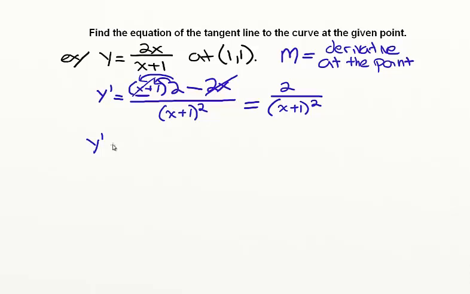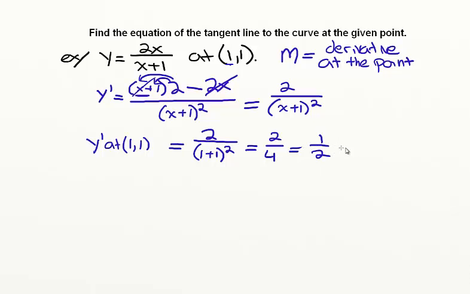Now we want y prime at (1, 1). So if we evaluate y prime at (1, 1), that's going to be equal to our 2 over, well, at (1, 1), our x value is just 1, so 1 plus 1, and that's squared, and so that's going to be 2 over 4, which is equal to 1/2. And this is going to be our value for m. That's our slope of the tangent line at that point.